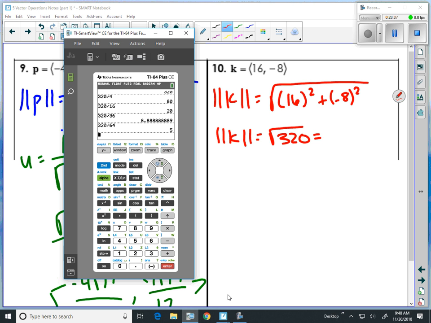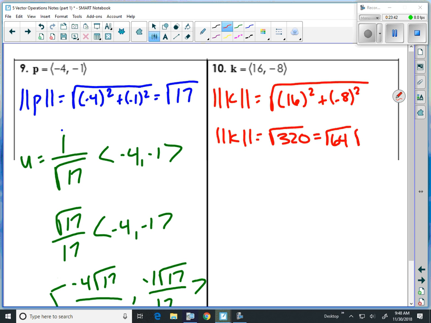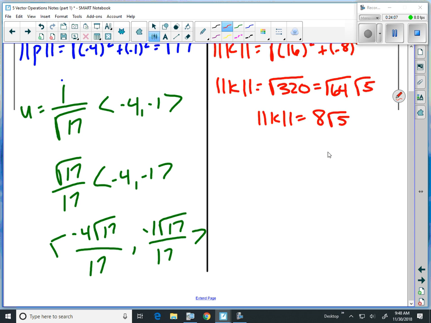So our two numbers, we're going to break it down into square root of 64, square root of 5. What's the square root of 64? 8. So our magnitude is 8 square root of 5. Now we can finally put it into our formula.